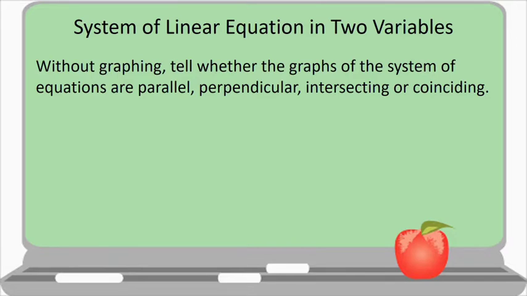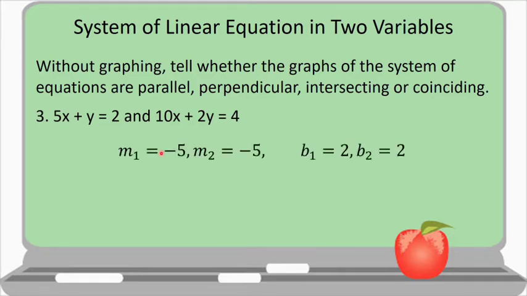Now let us have example number 3. We are given the equations 5x plus y equals 2 and 10x plus 2y equals 4. How can we get the slope of the equations here? The slope is negative 5 for the first equation. How do we get it given that the equation is in standard form? The numerator will be 5. Then we take the opposite sign of the operation given, so it will be negative. So it will be negative 5 over the numerical coefficient of y, which is 1. So negative 5 over 1 is negative 5.